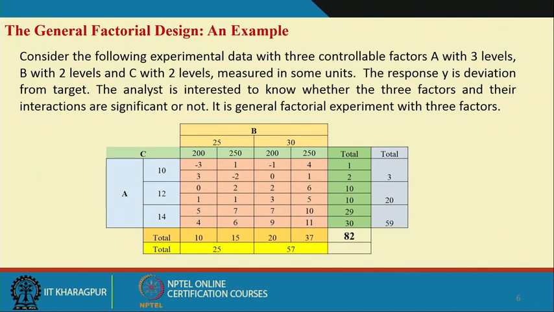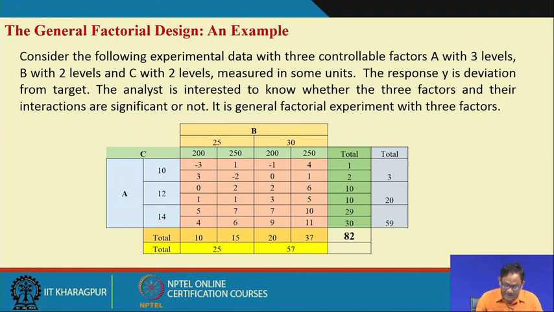So, let us see one example. Here there are three factors A, B and C. A with 3 levels 10, 12, 14, B with 2 levels 25, 30, C with 2 levels 200 and 250.